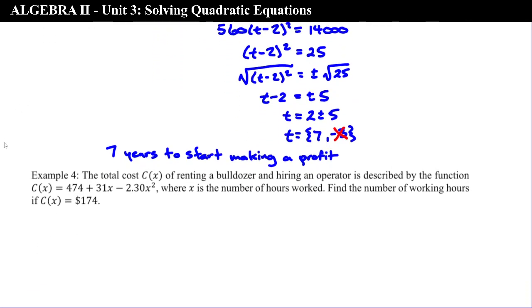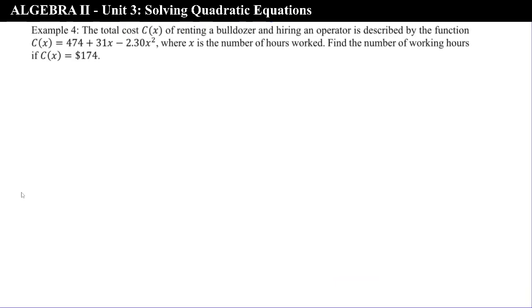All right, let's do one more example. The total cost of renting a bulldozer and hiring an operator is described by this function, where x is the number of hours worked. Find the number of working hours if the cost is $174. So let's go ahead and set it up. We got 474 plus 31x minus 2.30x squared equals 174. This one's fairly straightforward because they tell you what c of x equals outright.